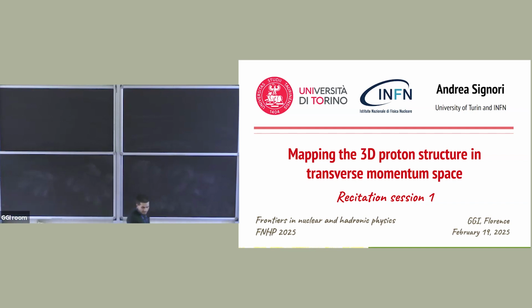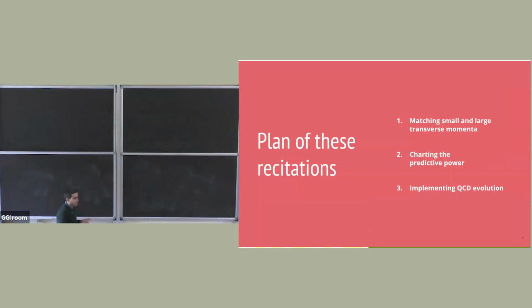So we're going to do 3 recitation sessions. The first one is related to matching small and large transverse momenta. The second one is related to understanding where the non-perturbative corrections from hadron structure or hadronization are relevant. And the third one is related to a simple implementation of the QCD evolution equations. So today we start from the matching.